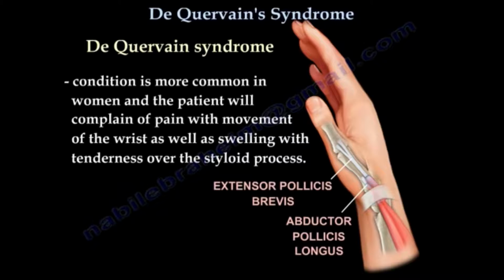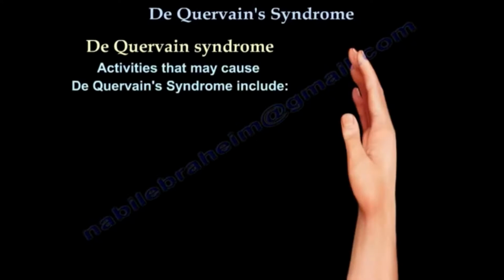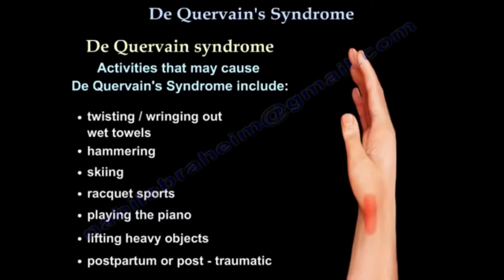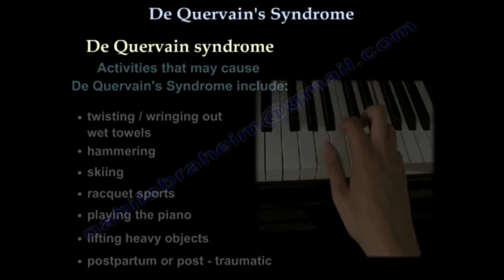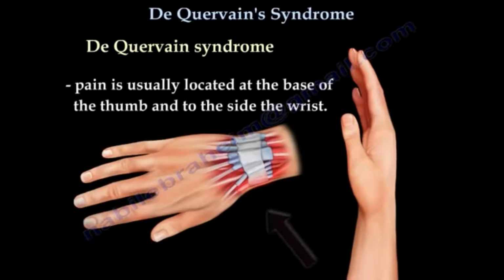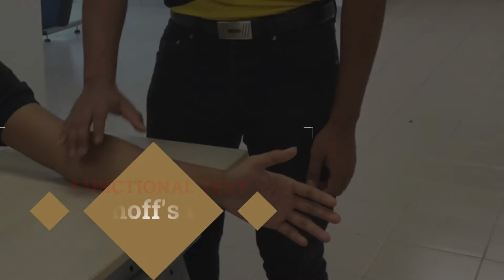The condition is more common in women, and the patient will complain of pain with movement of the wrist as well as swelling with tenderness of the styloid process. These are the activities that may cause De Quervain syndrome. Pain is usually located at the base of the thumb and to the side of the wrist.